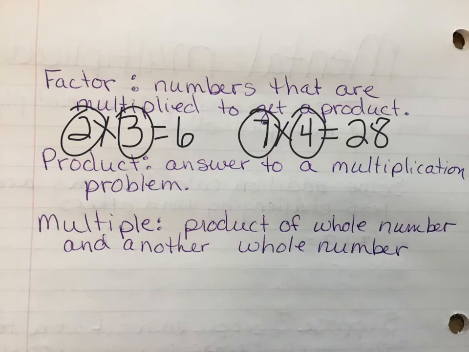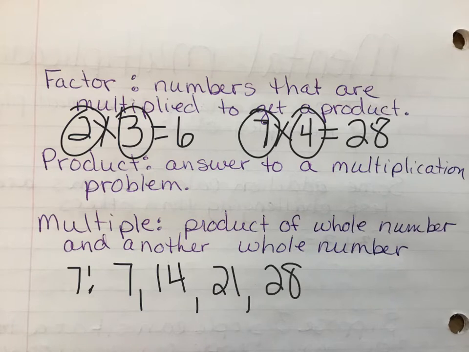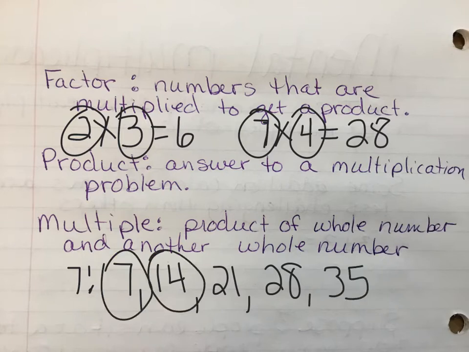I forgot to draw what that would be. So if I wanted to do multiples of 7, I would say 7 times 1 is 7, 7 times 2 is 14, 7 times 3 is 21, 7 times 4 is, challenge, 28. I just did that one up there. That's silly. 7 times 5 is 35, and it would just keep going. These are the multiples of 7.